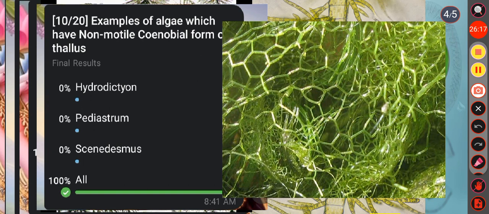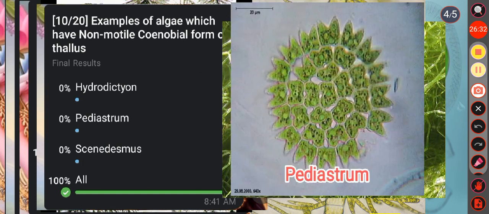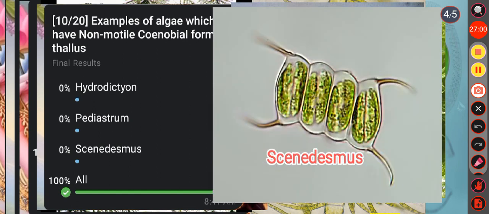Why? Because Hydrodictyon consists of colonies of cylindrical cells. These cells usually form pentagonal or hexagonal structures. So it is called water net. Then it is Pediastrum. It is a genus of green algae and Pediastrum shows the non-motile coenobial form of thallus organization. Then Scenedesmus are freshwater green algae. They are colonial and non-motile in shape.